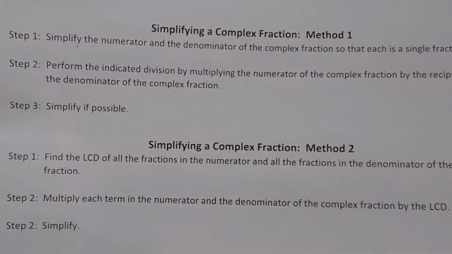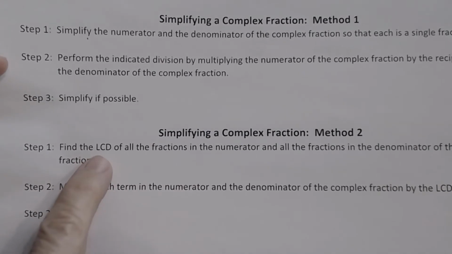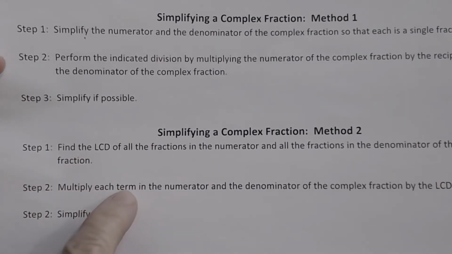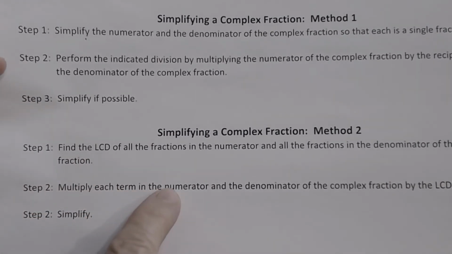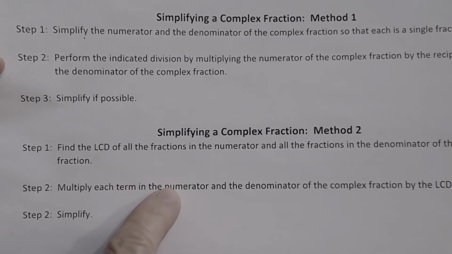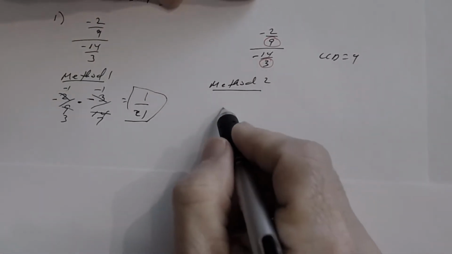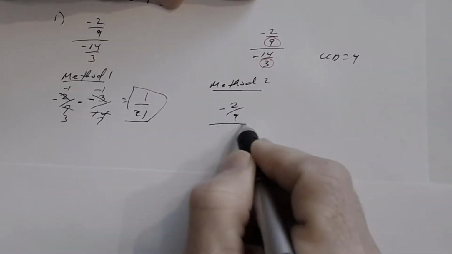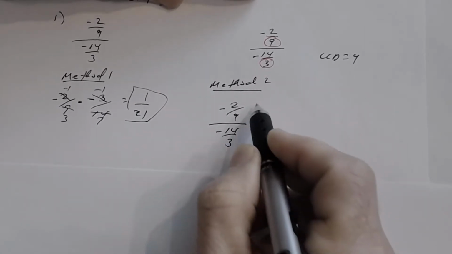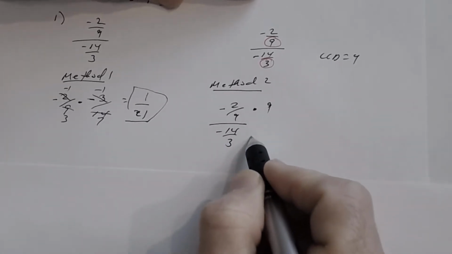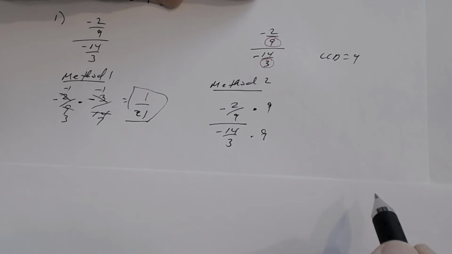Once you find the least common denominator, then step 2 says you multiply every term of the numerator and every term of the denominator by the LCD. So in other words, I'm going to rewrite this over. You get negative 2/9 divided by negative 14/3, right? So I'm going to say times 9 times 9. Okay, that's what step 2 says.